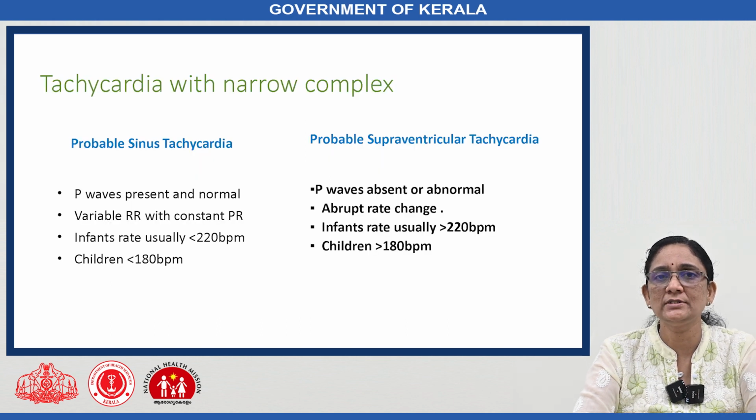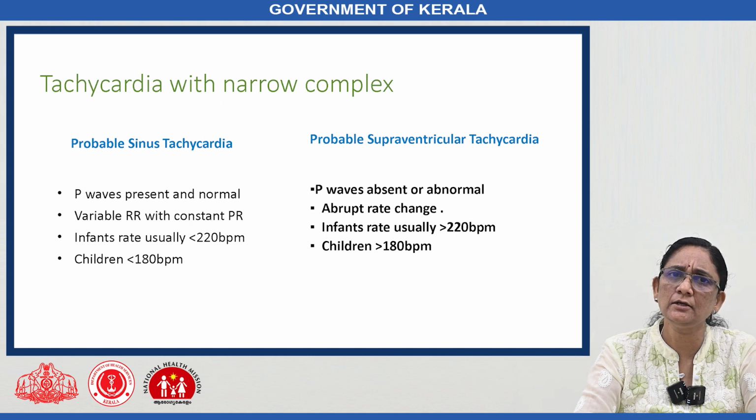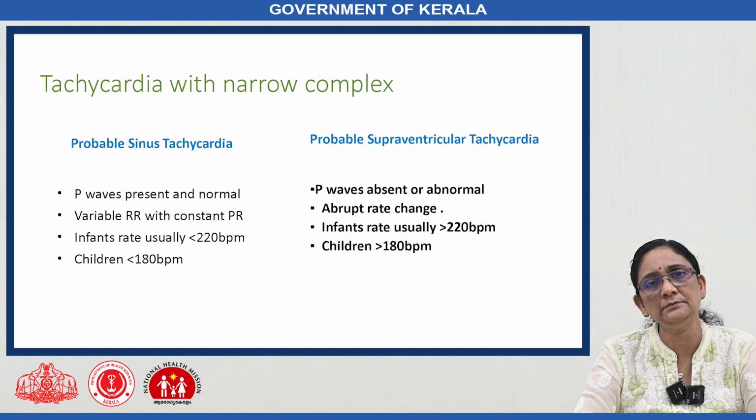Normally we would say that in an infant, if the rate is more than 220, in a child if the rate is more than 180, you take it as a tachyarrhythmia. But you should know that even a sinus tachycardia, that is a child in shock, a child in severe dehydration, may sometimes have a heart rate even more than that. So just by concentrating on the rate alone may not help us differentiate between sinus tachycardia and a supraventricular tachycardia.